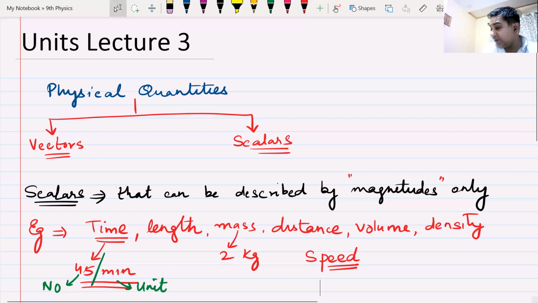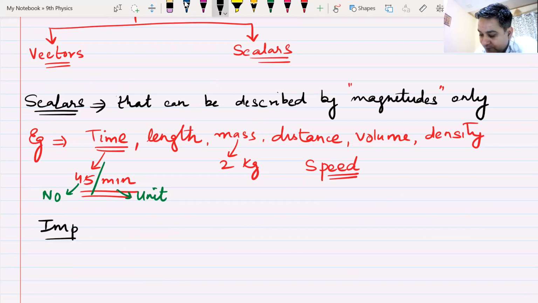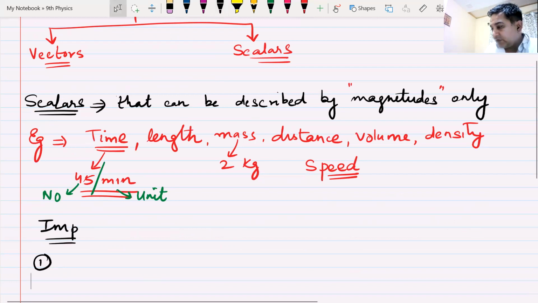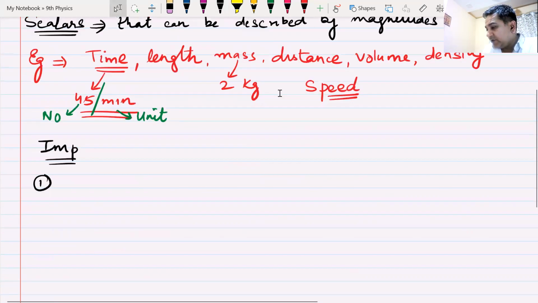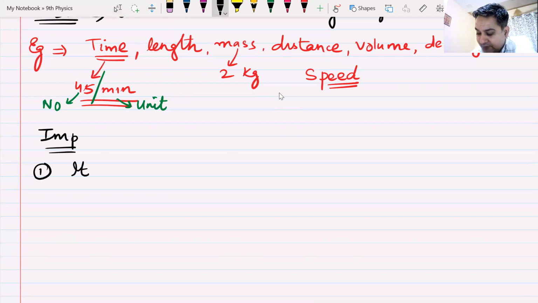Now, what is the good thing about scalars? That important thing I hope you are all noting down. Important points about this scalar. Number one, it only has a magnitude. So let us write it pointwise. When you write something pointwise, it becomes easier for you to remember it. It only has magnitude.